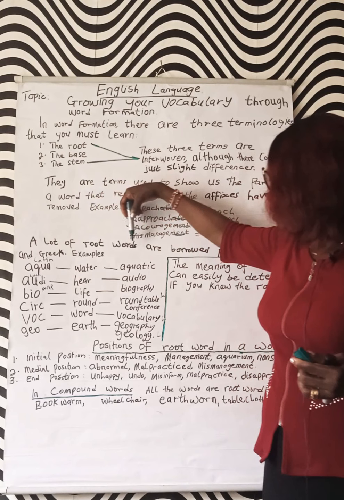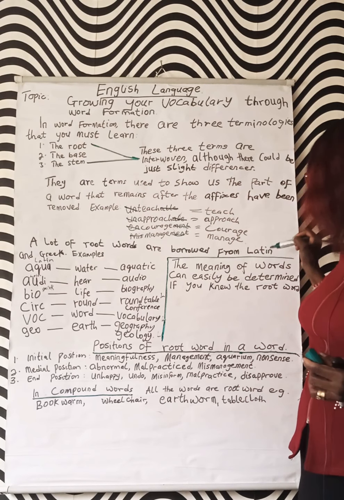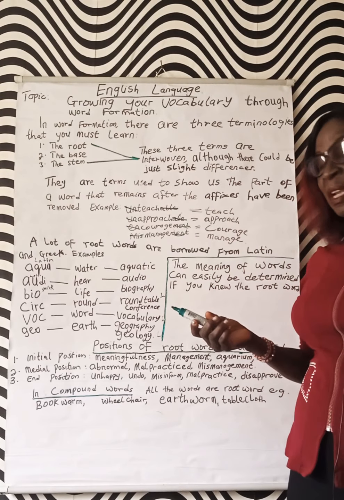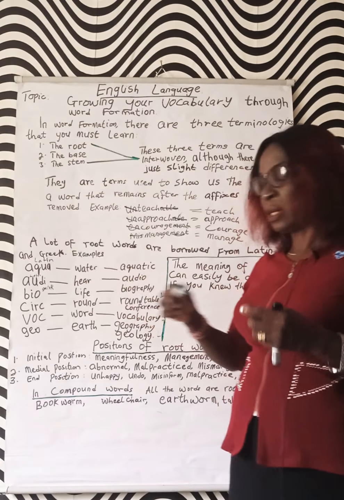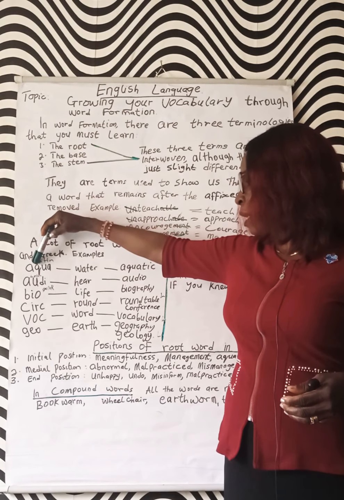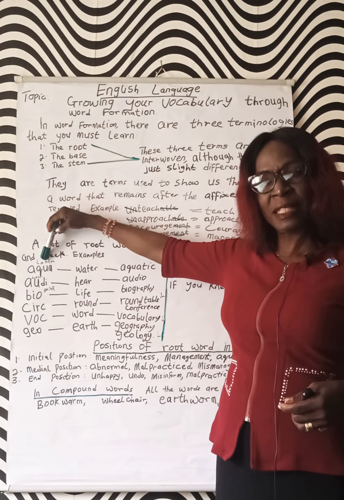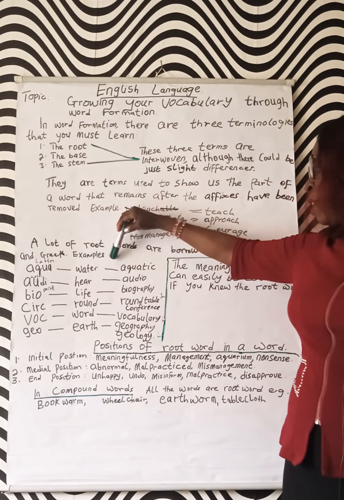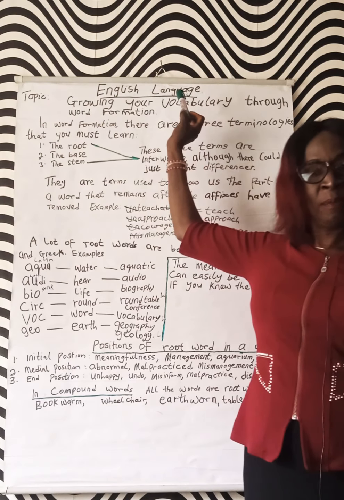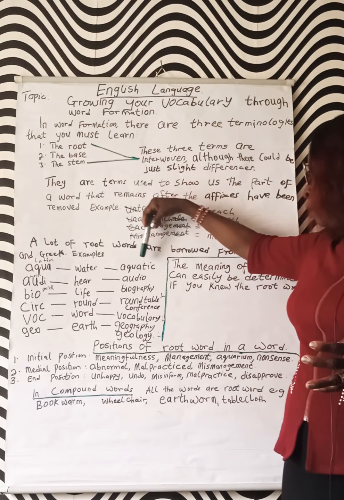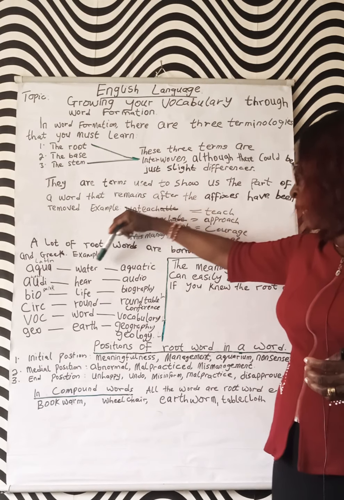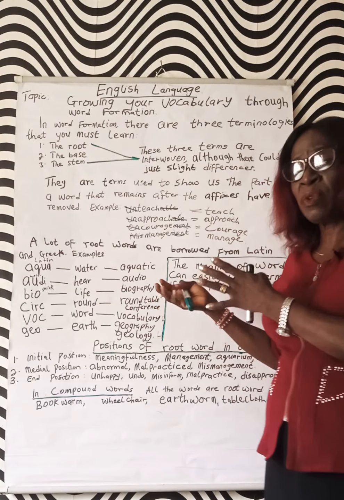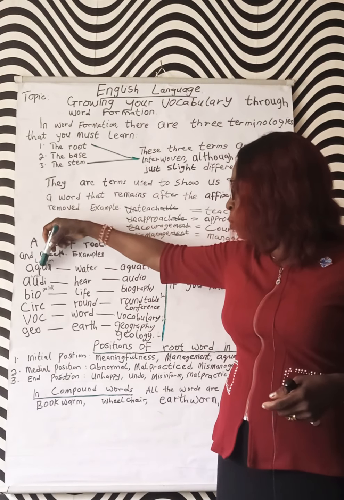So a lot of words are borrowed from Latin. A lot of English words are borrowed from Latin or Greek. So example of such word we have aqua. Aqua is borrowed from Latin. It's a Latin word, and the English meaning of it is water. When I talk about vocabulary, I mean word. Whenever you find the word aquatic, you know that it has to do with water. Aquarium, having to do with water, because you have known the root word.